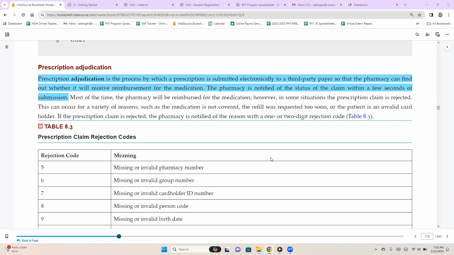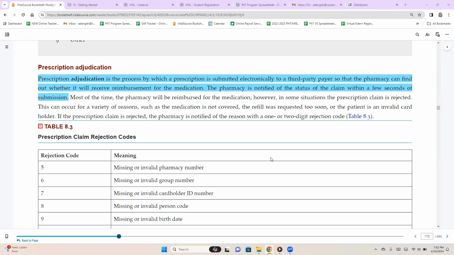Prescription adjudication is the process by which a prescription is submitted electronically to a third-party payer so that the pharmacy can find out whether it will receive reimbursement for the medication. The pharmacy is notified of the status of the claim within a few seconds of submission.